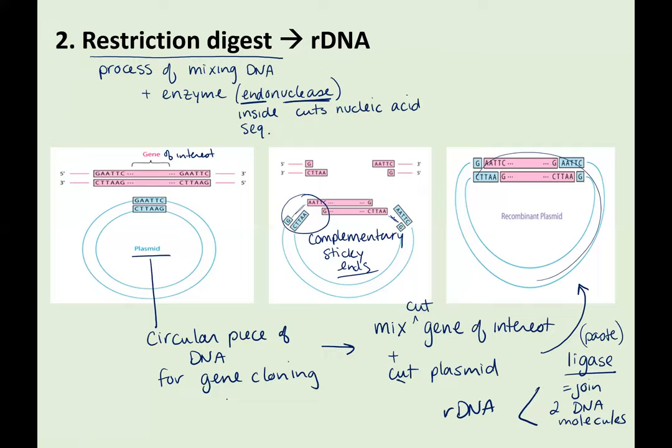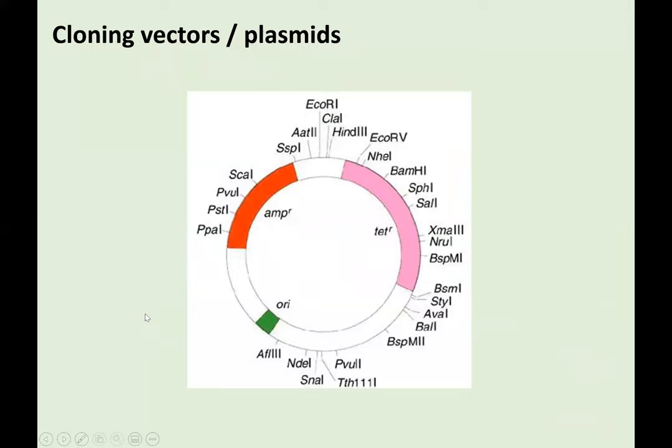Okay, let's talk about what these cloning vectors or plasmids are. So, first thing to know is that they are small circular DNA. So remember that your chromosomes are these long linear, like millions of base pairs. These are usually thousands of base pairs, generally 4,000 to 5,000, not really big.